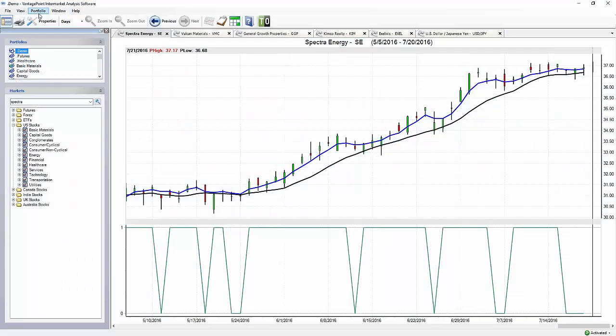I have a chart here. This is actually the VantagePoint Intermarket analysis software. If you're not familiar with it, not a big deal. You understand exactly why I use this to do my market analysis in the evenings. Now, here we have a chart for Spectra Energy, symbol SE.